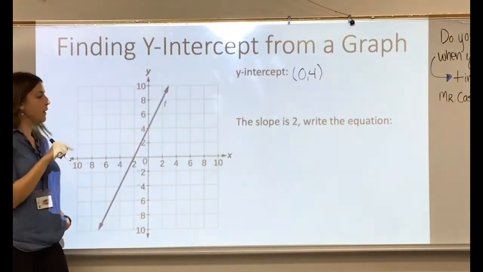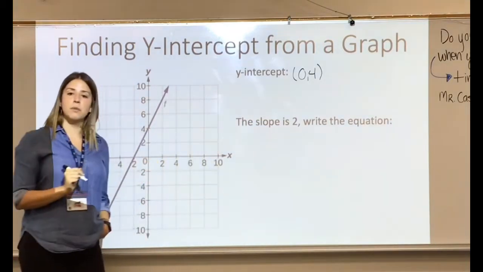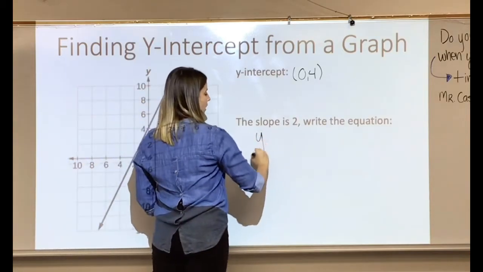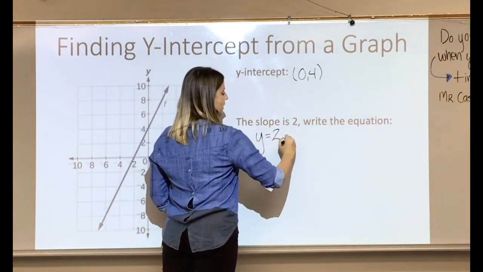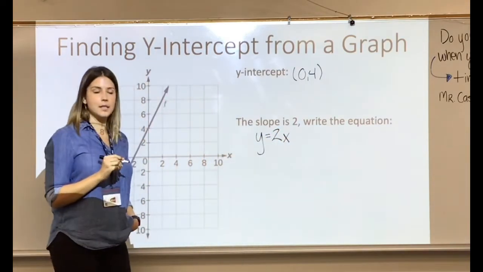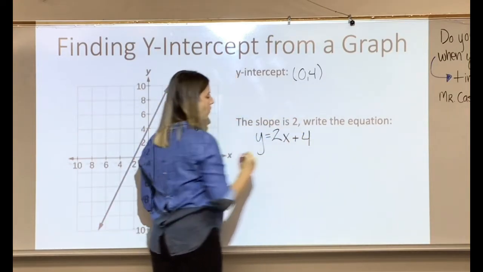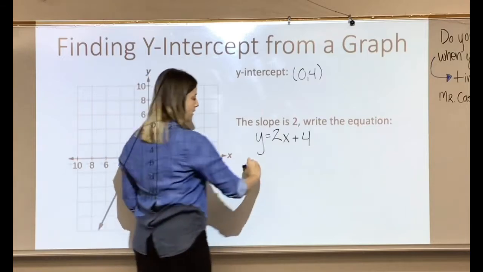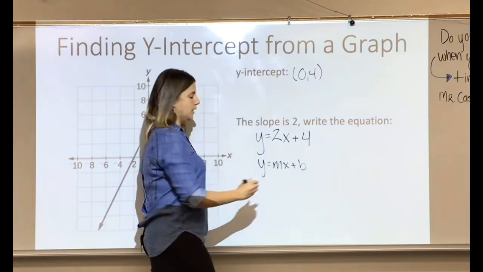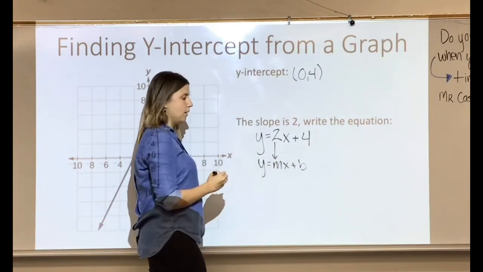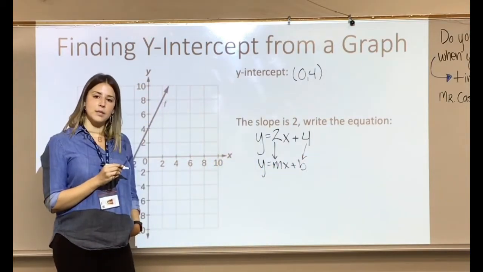I'm telling you right now that the slope is 2. We're going to work on slope tomorrow. I'm telling you the slope is 2, so we want to write the equation. We always start with y equals. The slope is what comes next, and it's always connected to the letter x. And then last but not least, my y-intercept is a positive 4, so plus 4. We know this because of the equation y equals mx plus b. Our movement or our slope goes here, and then our y-intercept or our beginning goes there.